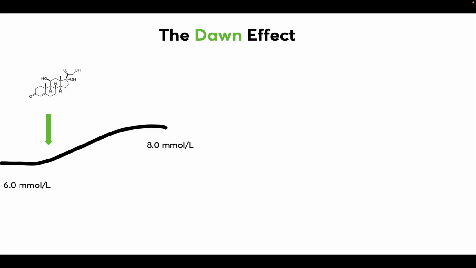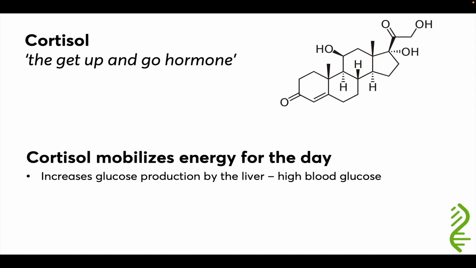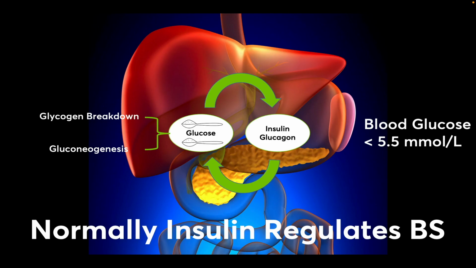So what happens at night? At about 4 or 5 in the morning, your adrenal glands release cortisol. Cortisol is our get up and go hormone. It mobilizes energy for the day by increasing the amount of glucose produced by the liver by increasing glucagon levels. Normally, insulin balances this extra glucagon to be sure that the blood sugars remain in the normal range.